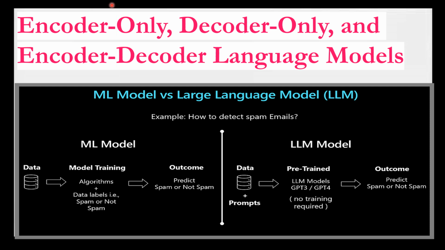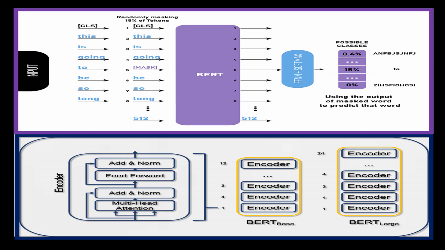Language models are a critical component of natural language processing, enabling machines to understand and generate human-like text. Now, transformer-based models have revolutionized NLP with the transformer trio, that is encoder-only, decoder-only, and encoder-decoder architecture. So today we will understand what these three transformer-based architectures are. So let's start with the encoder-only large language model.